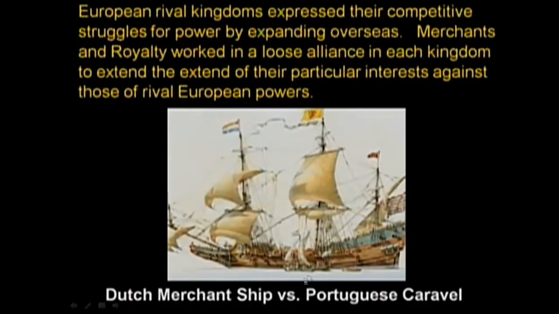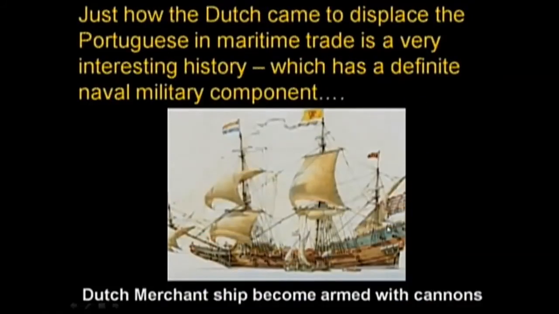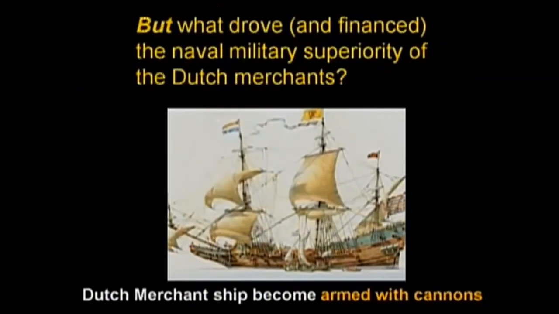This is the Portuguese caravel, this is the Dutch ship. And the Dutch ship is armed to the teeth, and eventually, in effect, armed with cannons that blow the Portuguese out of the water. So it's that inter-European rivalry that is fascinating to look at in terms of the emergence of a new maritime empire, this time under the Dutch.